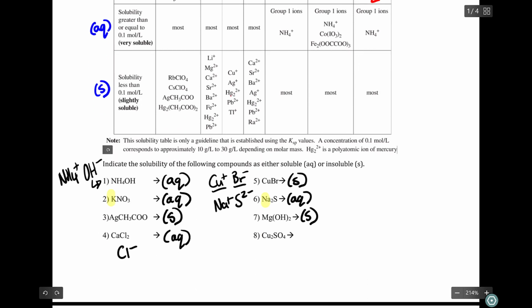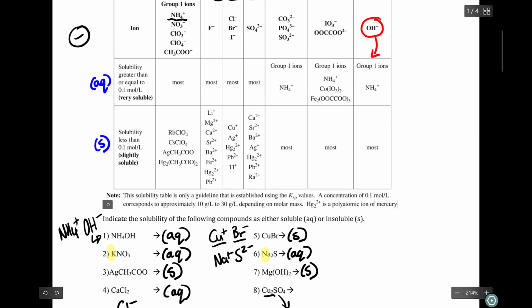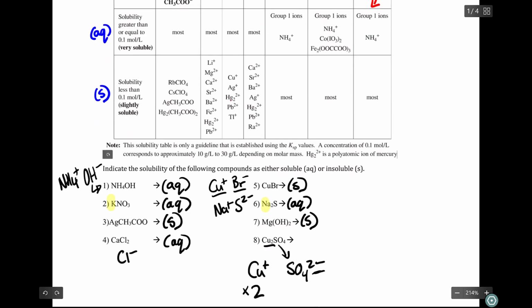All right, our next one. This is sulfate, SO4 2-. Now that must mean that this is copper 1 because it's got a subscript of 2. I need 2 of these to balance out the 2 charge over here. So I'm going to go to sulfate. Sulfate is right here. It's soluble with almost everything. I keep going down. Is it attached to calcium? Nope. Strontium? Nope. Barium? Nope. And so on. Nope, nope, nope. That means copper 1 falls under most, and therefore this is going to be aqueous.